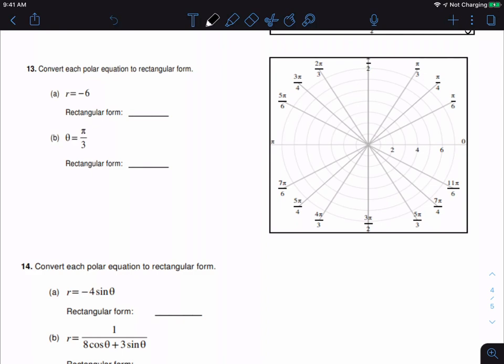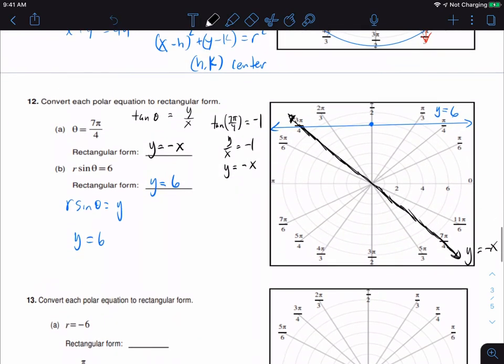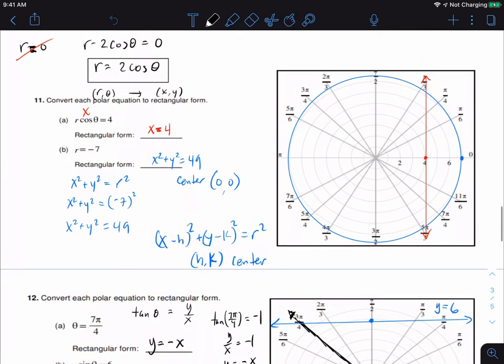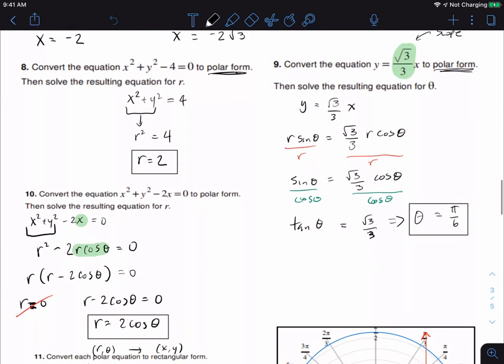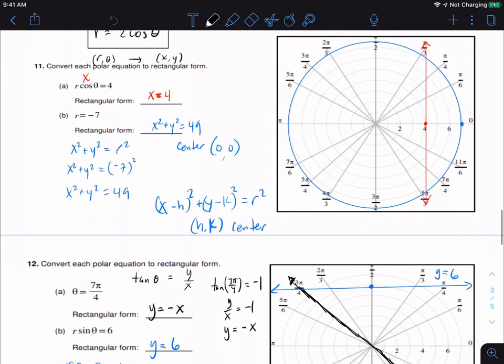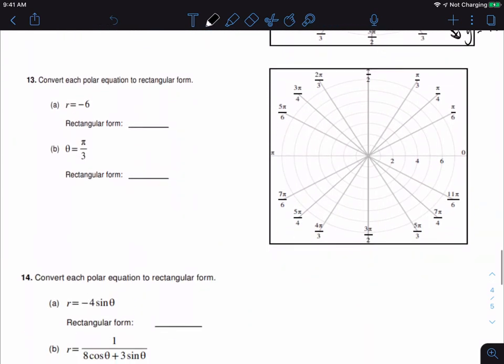Okay, so from last time, we worked out some of these problems converting to polar equations from rectangular, and we also did some up here that were from rectangular to polar. And so I just want to continue with that and see how we go from there.